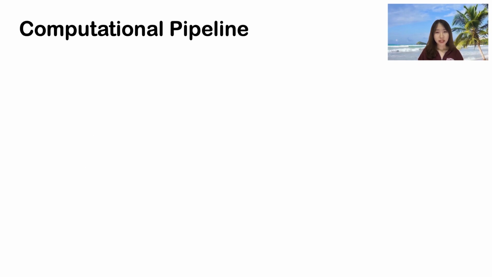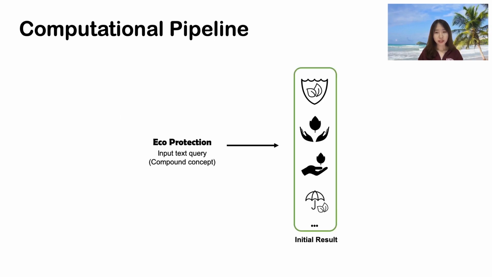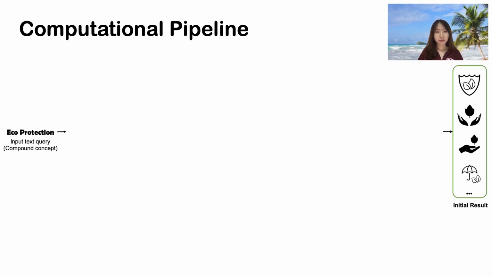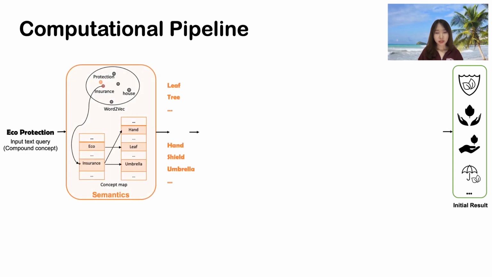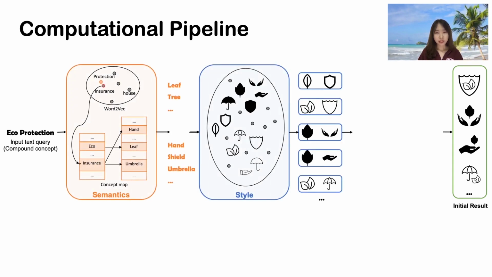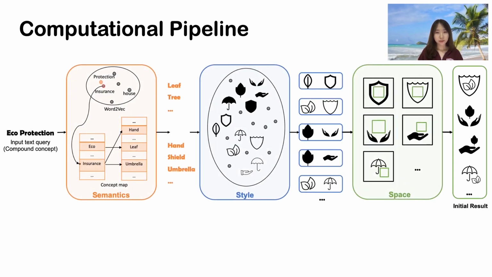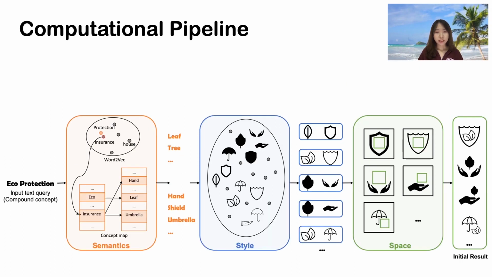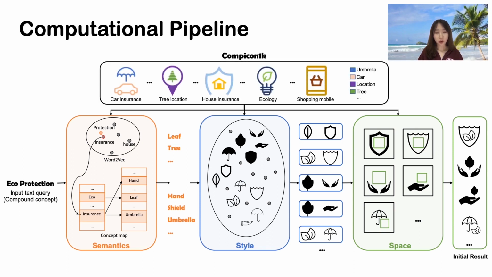Then, let me introduce our computational pipeline. Given a compound concept as text input, our computational pipeline aims to generate a ranked list of compound icons by considering three main factors: semantics, style, and space. To learn to combine constituent icons in compatible ways, we turn to examples of existing compound icons for help.